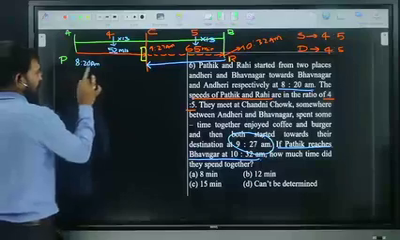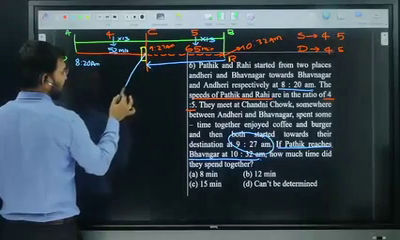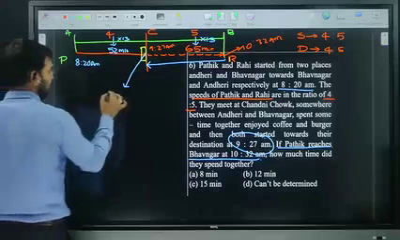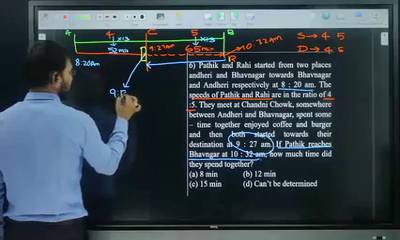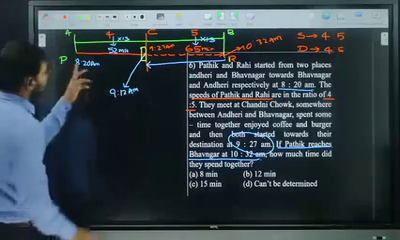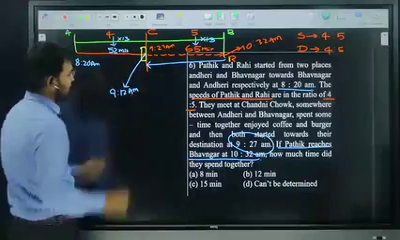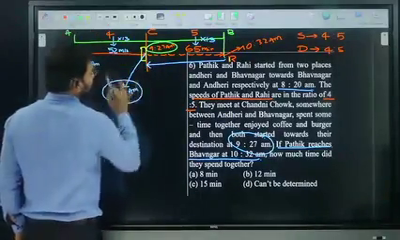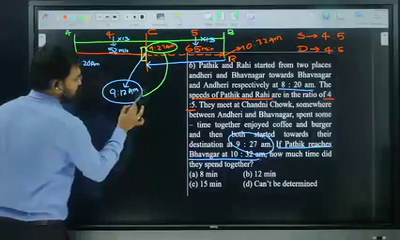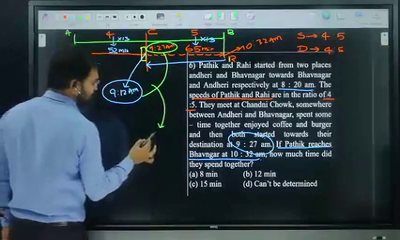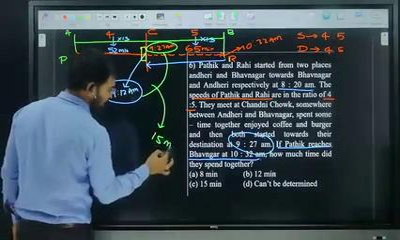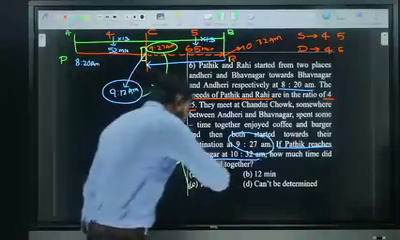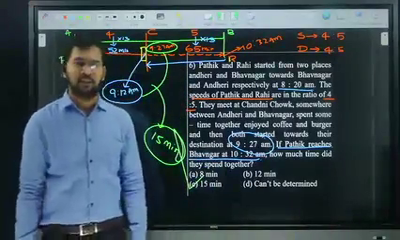Starting time is 8:20 a.m. Therefore, reaching time is what? 8:20 plus 52 minutes, 9:12 a.m. Therefore, Patik reaches Chandni Chowk at 9:12 a.m. and leaves from Chandni Chowk at 9:27. Therefore, spending time for burger and coffee is how much? 15 minutes. Therefore, your answer is 15 minutes.